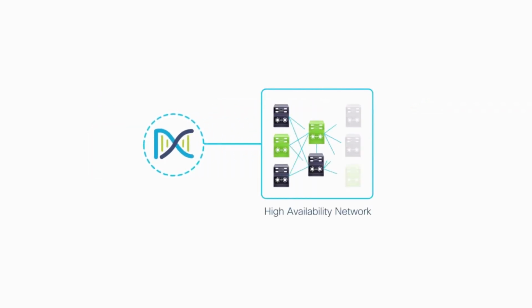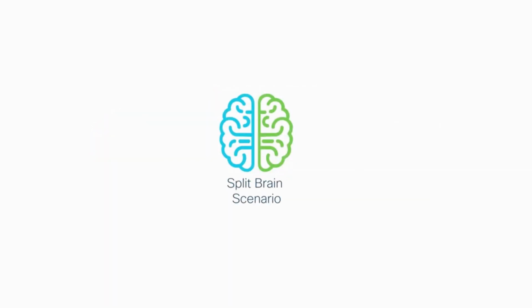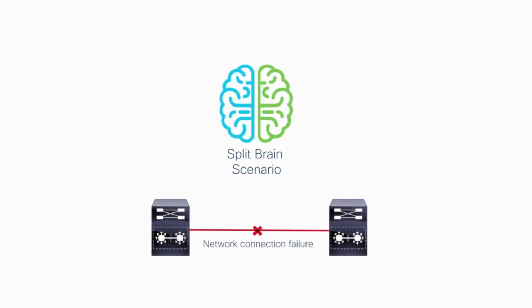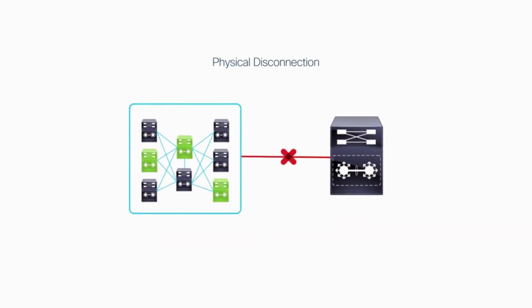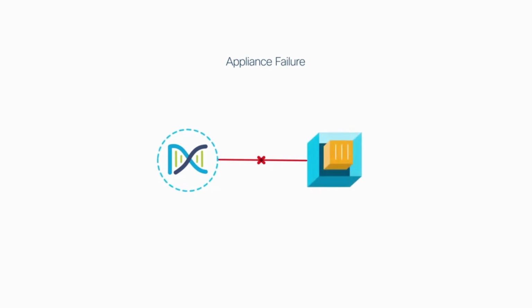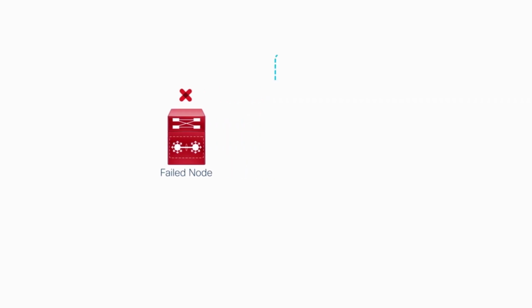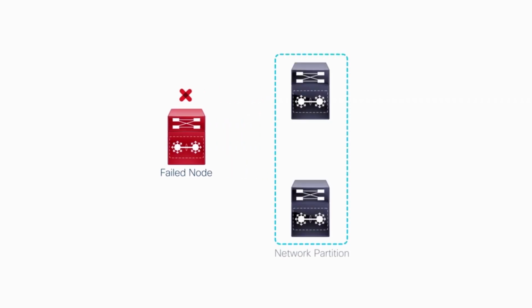With Cisco DNA Center, high availability is achieved by creating a cluster of 3 nodes, primarily to avoid a split-brain scenario from occurring. A split-brain scenario occurs when there is a temporary network connection failure between nodes. This failure could be due to a physical network disconnection, loss of power in one or more nodes, or a Cisco DNA Center appliance failure. When the private network connection fails in one of the nodes, the other 2 nodes create a quorum and establish a network partition between themselves and the failed node.